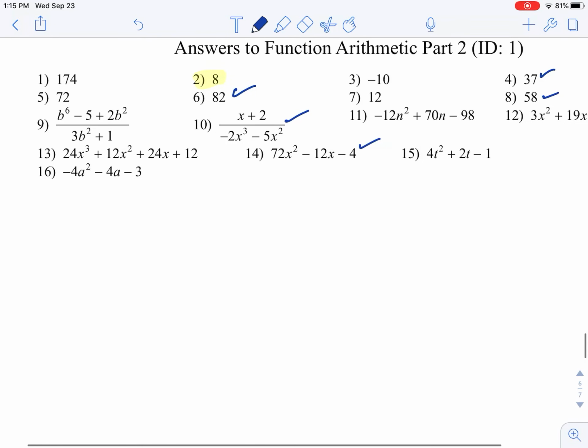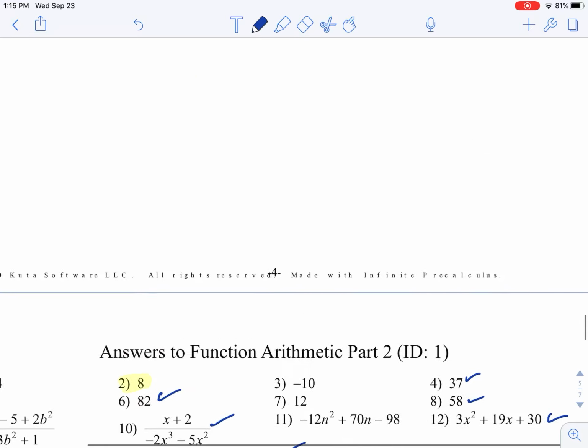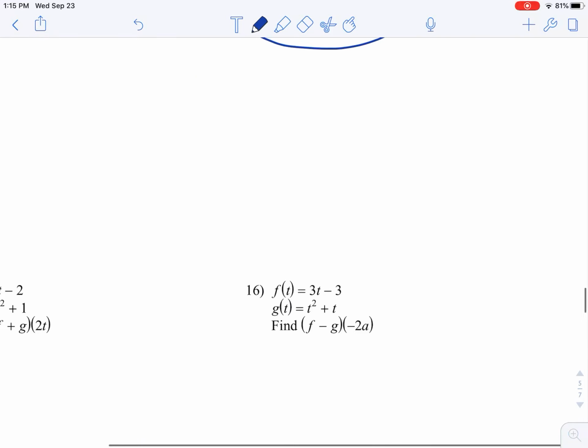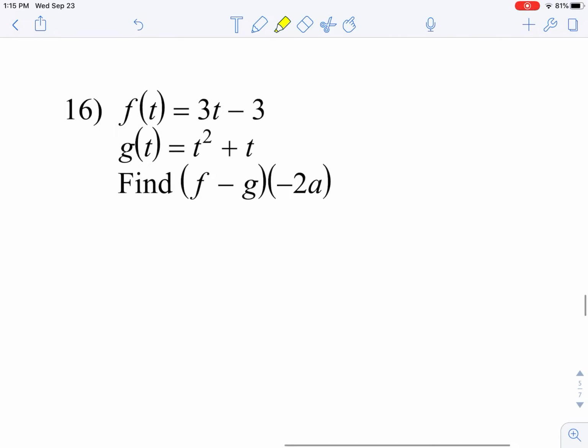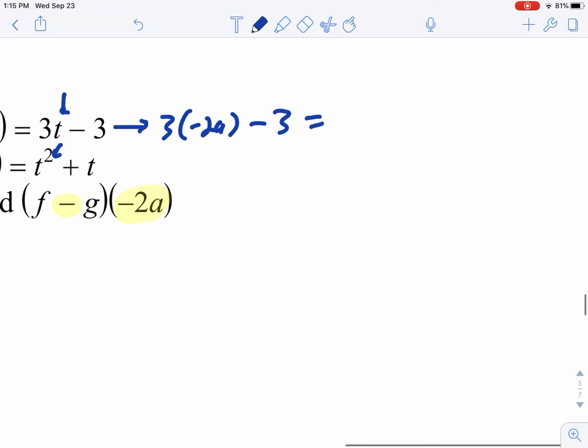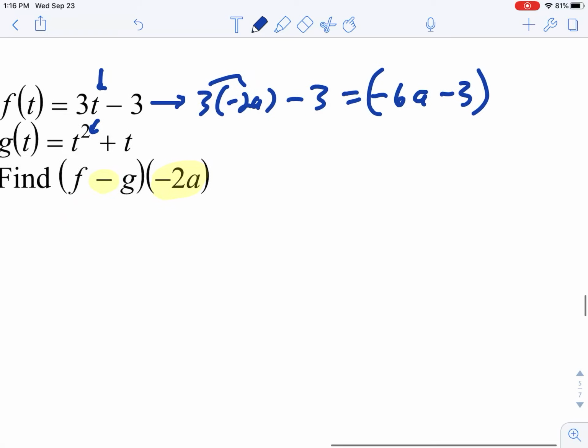Oh, there it is. All right, one more and we are done. And this one is a subtraction problem. So no more foiling, it's just subtraction. We need to make sure we plug that in here and here first. So first one, 3t minus 3. I'm going to plug negative 2a in there. 3 times negative 2 is negative 6a minus 3. That one is simplified.